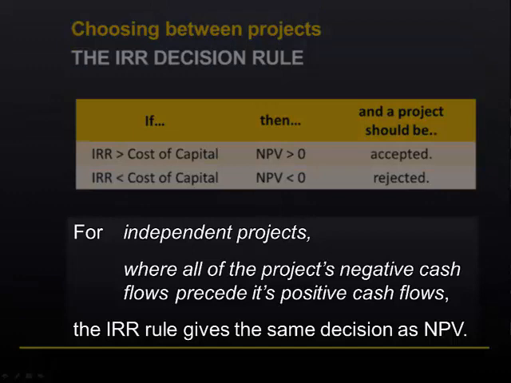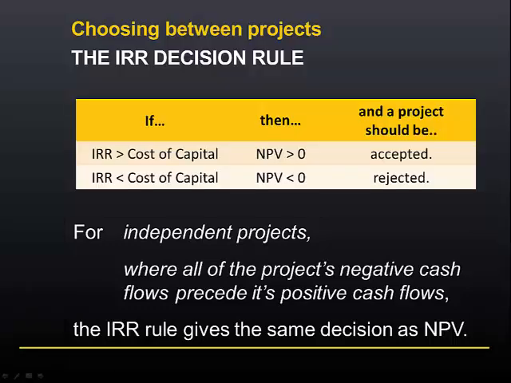You will recall from the module on the internal rate of return that for independent projects, where all of the project's negative cash flows precede its positive cash flows, the internal rate of return rule gives the same decision as NPV. Having defined different types of projects, we're now in a position to consider why this clause is relevant.